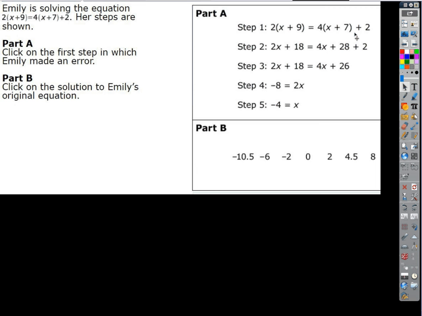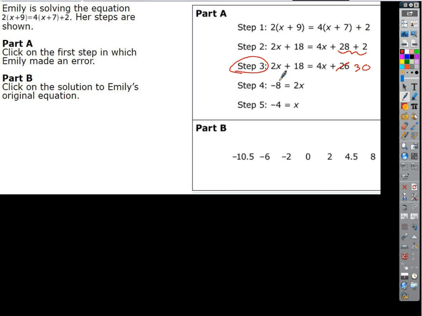Can you point out where's the first place where she made a mistake? Yeah, what'd she do? Yeah, here's the mistake, right? 28 plus 2 should be 30, right? And she got 26. So there's the step where she made a mistake, right? So what's the right answer? Well, let's just keep going with this. If that's a 30, what's going to happen next?